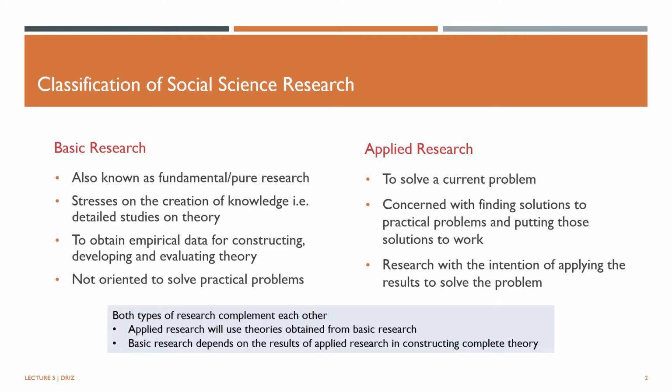Recall from our first video lecture that social science research can mainly be divided into basic research and applied research. Basic research is when you focus on the creation of knowledge or theory, whereas applied research is when you focus on finding solutions to a practical problem. Both types of research complement each other. Applied research will use theories obtained from basic research, whereas basic research depends on the results of applied research in constructing complete theory. Both basic research and applied research can be undertaken by using either a quantitative, qualitative, or even mixed approach.